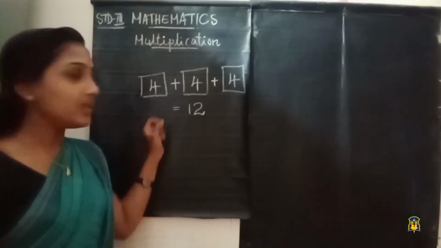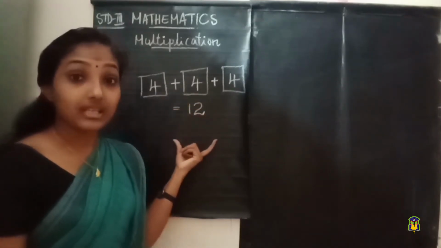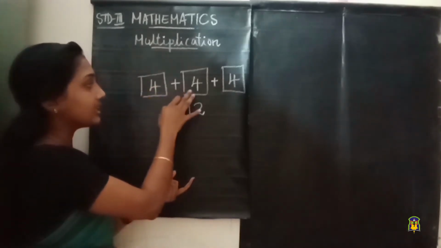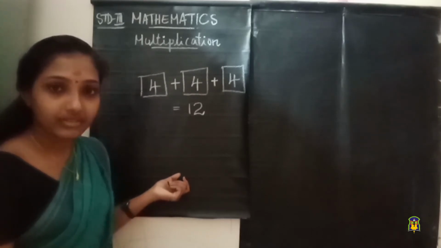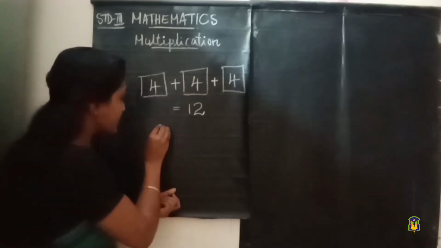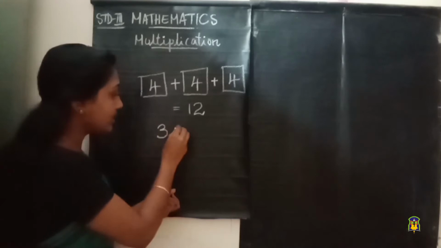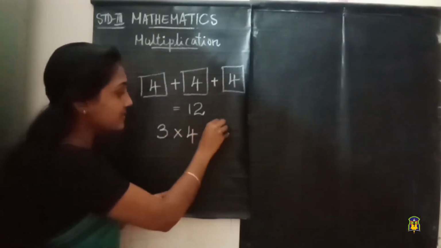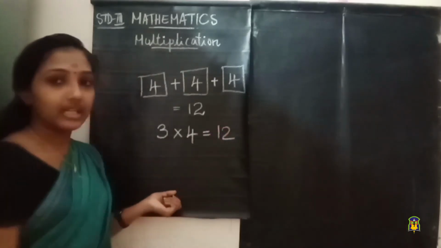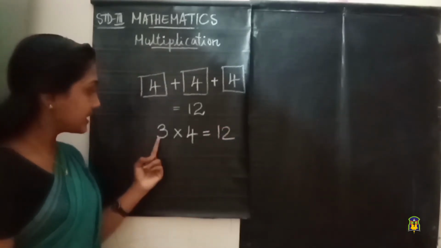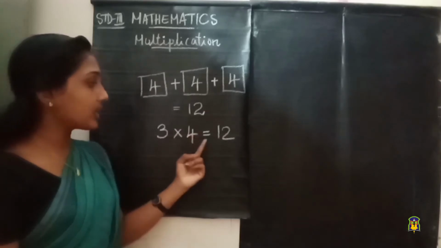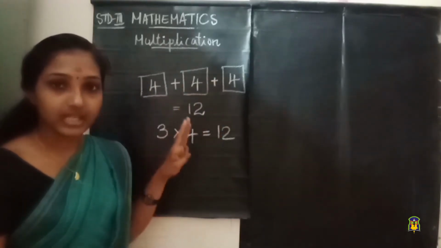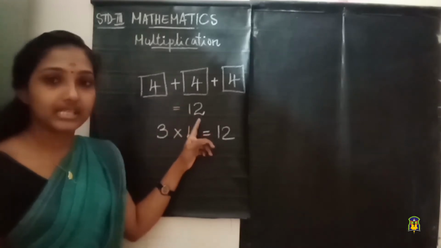So this we can represent in another way. Listen here, children. Here 4 is added 3 times. So we can write it like this: 3 times 4 gives 12. We are adding 4, 3 times, and we get the answer as 12.